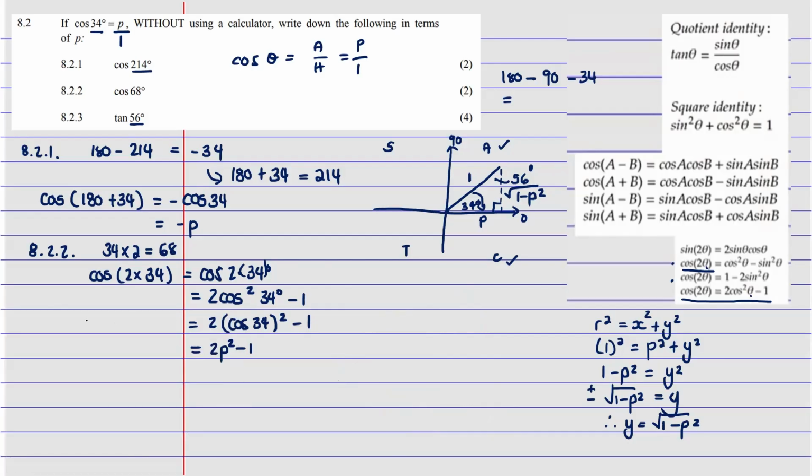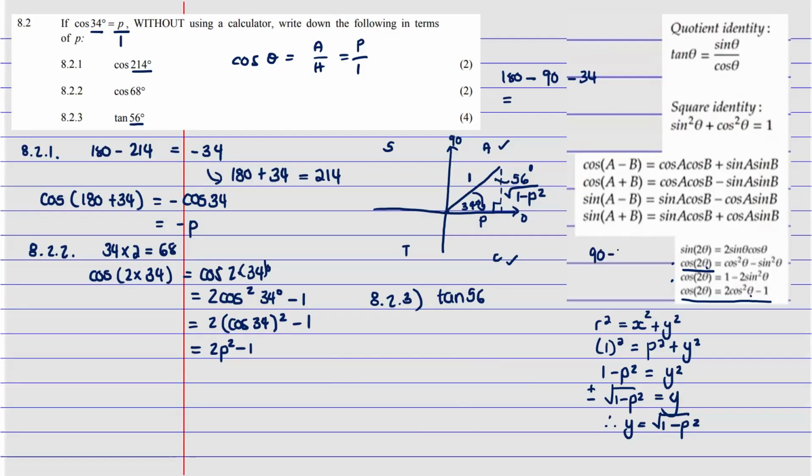So now answering the last question, which is 8.2.3. It says we need to find tan 56. With tan 56, we can use the identity property, which is tan x equals sine x divided by cos x. But with that said, we're using the co-function, because if you say 90, let me just show you.